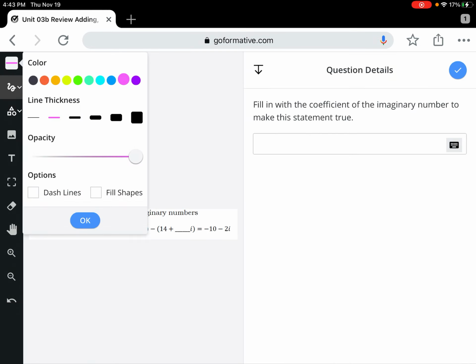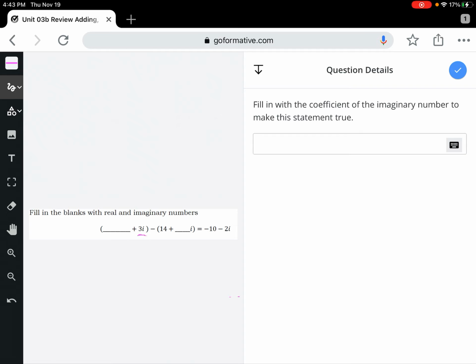Second one, very similar, but now we're going to be talking about our imaginaries. We have 3 and minus something there is equal to negative 2. Now this one's a little bit tricky. I'm going to put a negative x there. So I'm going to subtract 3 from each side. So negative x is equal to negative 5. We want to get rid of that negative, so we divide by negative 1. x is equal to 5.